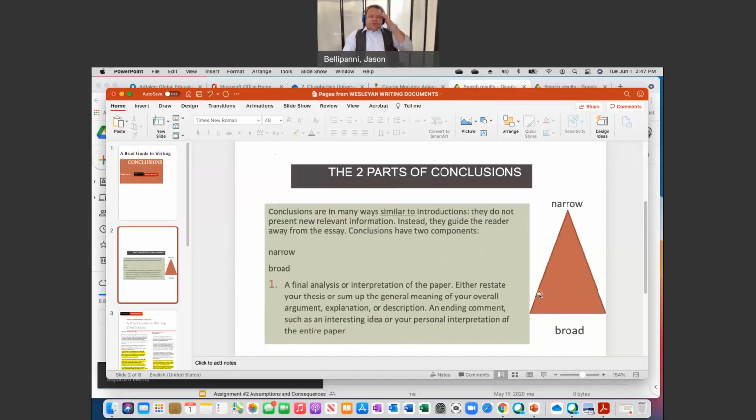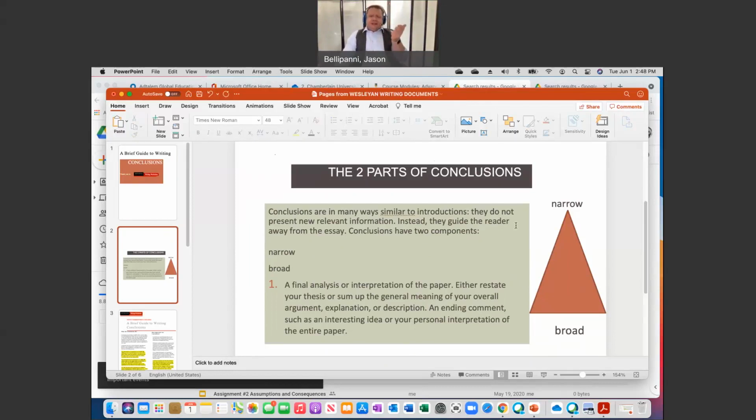Remember, the introduction starts very broad and narrows to your thesis. So in the conclusion, you're starting narrow, with something specific, like the last point that you just made, and then you're broadening it out again so that you end with a generalized statement about the subject. It could be a prediction, a warning, or suggestions for the future. Those are all things you can end with, but those are the broad ideas.